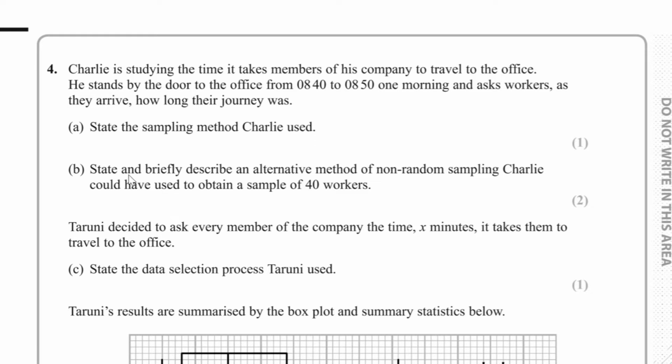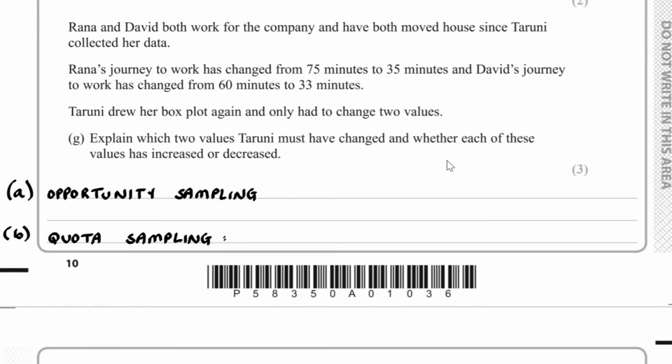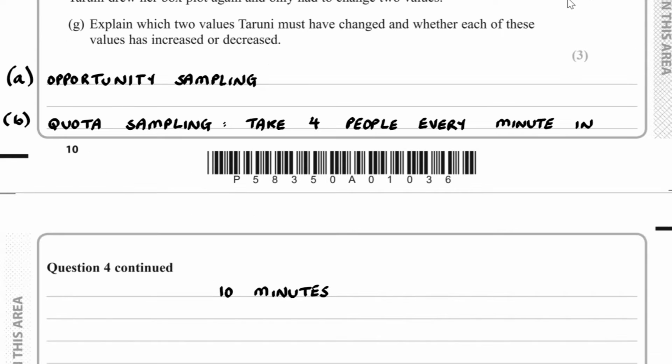Then for part B, we have to state and briefly describe an alternative method of non-random sampling Charlie could have used to obtain a sample of 40 workers. Well, for part B, we could use quota sampling. So by that, we could take 4 people every minute for 10 minutes, so that will give us a total of 40.